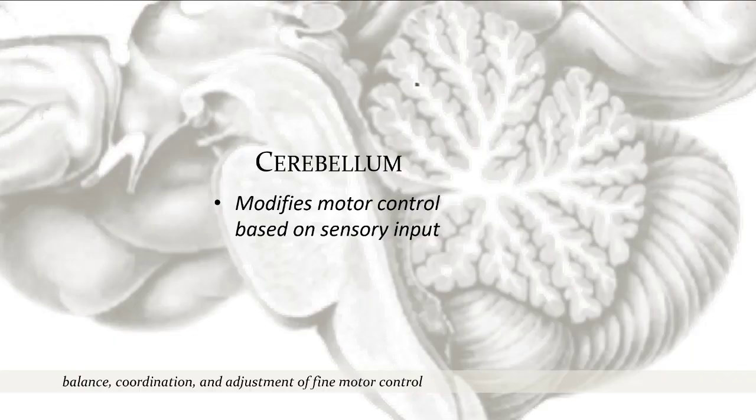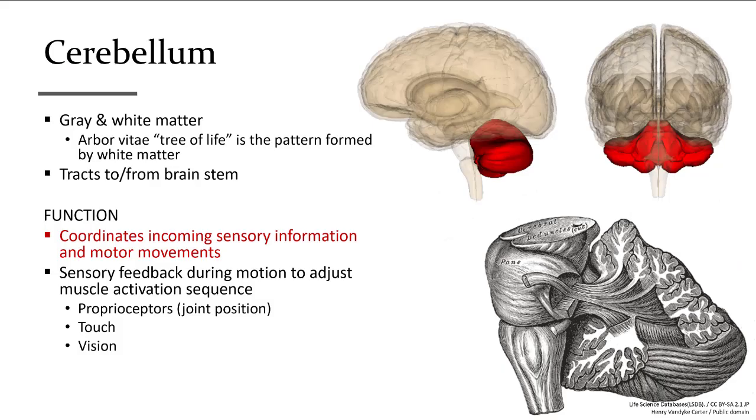Now let's go on to the cerebellum. The cerebellum is known as the little brain. It's found at the posterior inferior part of the brain. It has an outer layer of gray matter surrounding the axons of the white matter. The pattern of branching of the white matter is known as arbor vitae, or the tree of life.